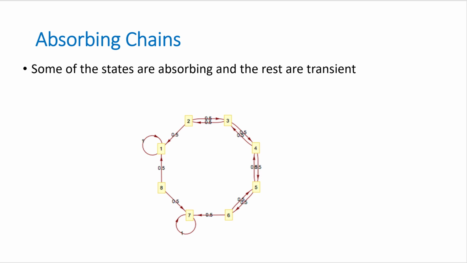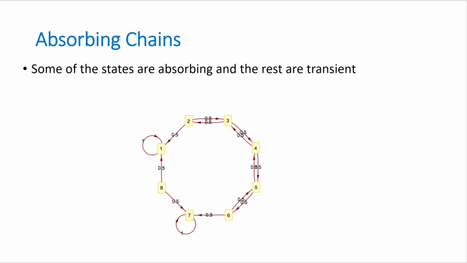We call a Markov chain an absorbing chain if one or more states are absorbing states and the rest are transient. For example, in this graphical representation of a Markov chain with 8 states, you see that states 1 and 7 are absorbing states, because once you're in 1 and 7, you do not transition to any other states, and you stay in the same state with the probability of 1.